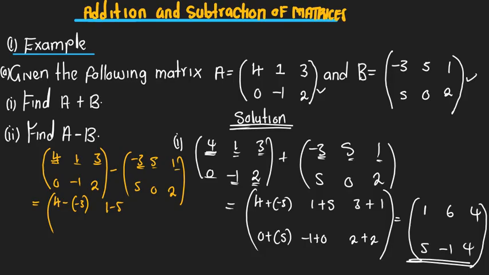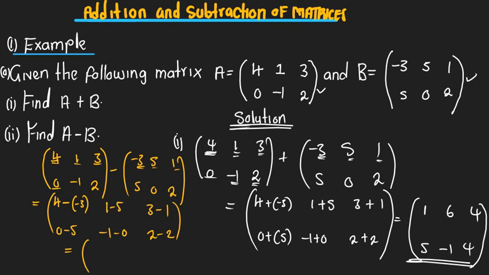3 minus 1. We come to 0, 0 minus 5. Then negative 1 minus 0. And 2 minus 2. And the final matrix is going to be like this.